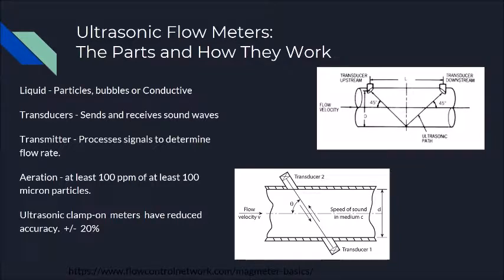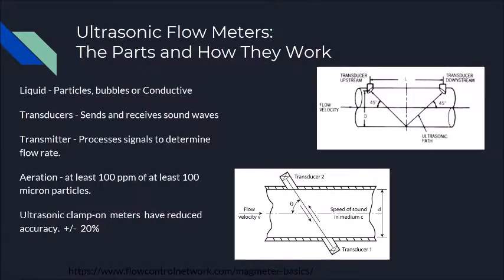The upper picture is a single sensor ultrasonic flow meter. The lower picture is a setup using two sets of sensors that each send and receive signals rather than bouncing off of the pipe. And then we have the transmitter, which would be like the brain or ECU, if you like cars, of the ultrasonic flow meter. That's where those signals are processed in order to determine the flow rates.